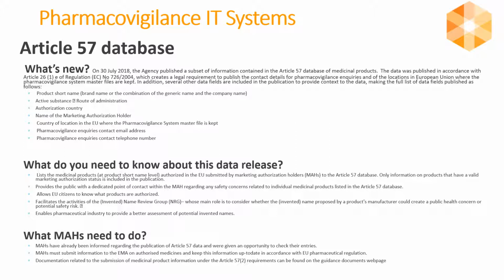So what do MAHs, or marketing authorization holders, need to do? They've already been informed regarding the publication of Article 57 data, and they were also given an opportunity to check their entries. MAHs must also submit information to the EMA on authorized medicines, and they have to keep this information up to date in accordance with the EU pharmaceutical regulation.